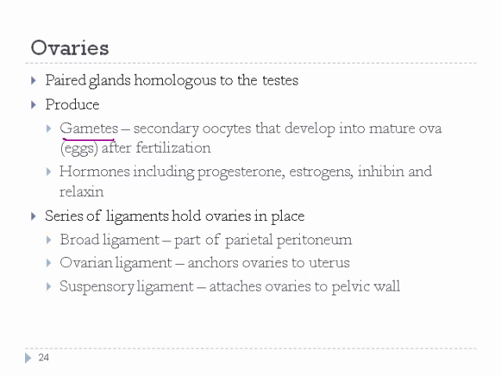Now, there's a series of ligaments that we can find here in the female reproductive tract, and so I've tried to kind of summarize them here. The broad ligament is part of the parietal peritoneum. So it's a very broad, sheet-type of ligament, and that helps to hold the ovaries in place as well as hold the uterus in place. The ovarian ligament attaches the ovary to the uterus, and the suspensory ligament attaches the ovaries to the pelvic wall.